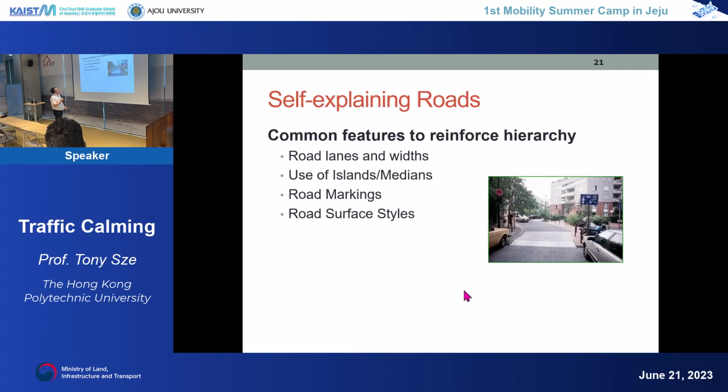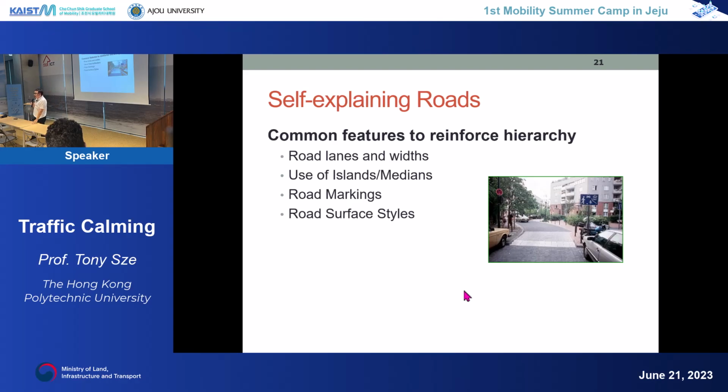So it comes to an idea that we call the self-explaining road. That is why in the beginning I asked you, in your mind, could you imagine what a motorway and an urban street looked like? Basically, it's because of this concept. Again, it's about perception. The self-explaining road is about perception.